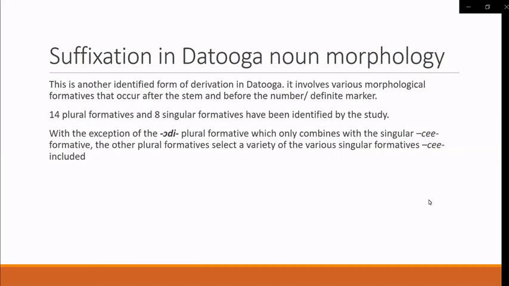With the exception of the OD plural formative, which only combines with a single singular formative, the other plural formatives select a variety of singular formatives. So there is no uniformity or specific pattern in how these plural formatives select these singular formatives. But in some scenarios, derivation using suffixation has been found to have some semantic roles in classifying the Datooga noun.